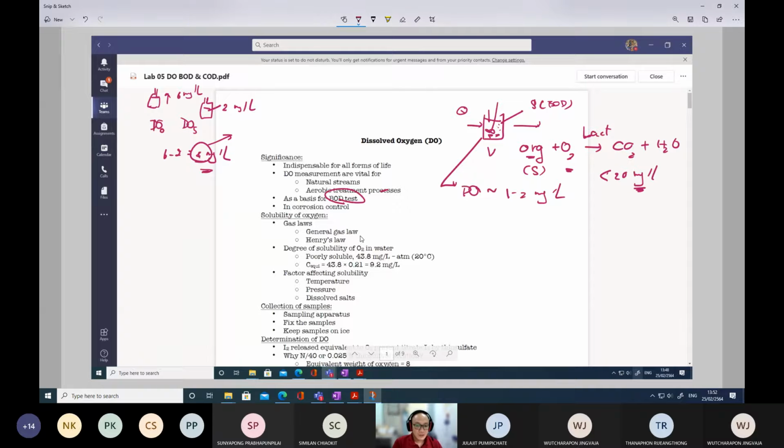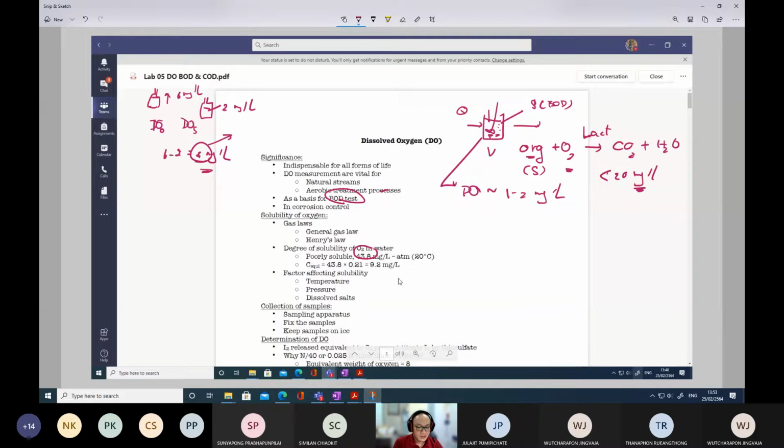Why? Due to Henry's constant, and considering the amount of air that can actually dissolve into the water, the air we can consider is really poorly soluble, as the concentration is only approximately 40 milligrams per liter under normal conditions, 20 degrees Celsius, atmospheric pressure. So this amount of air can actually get dissolved in water.